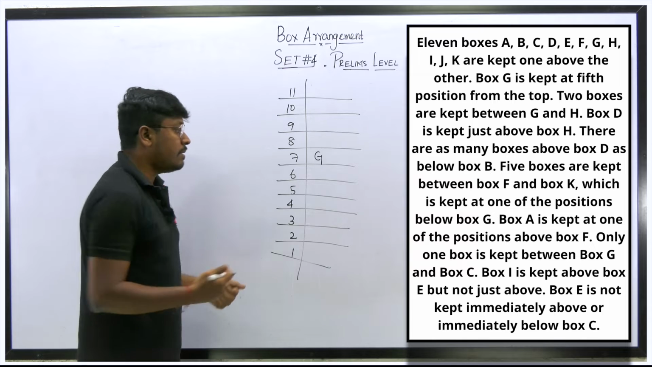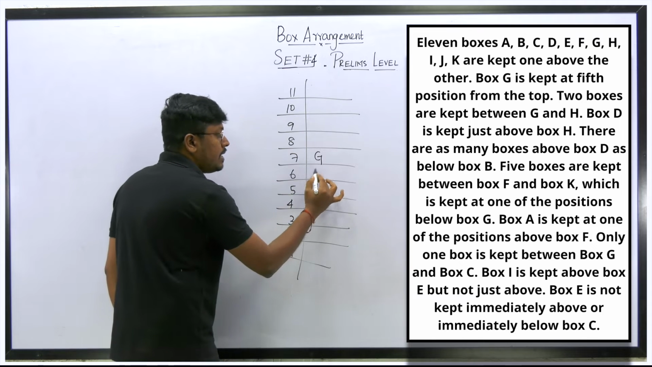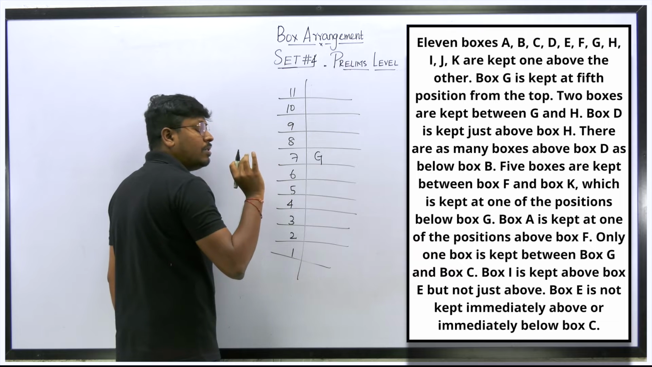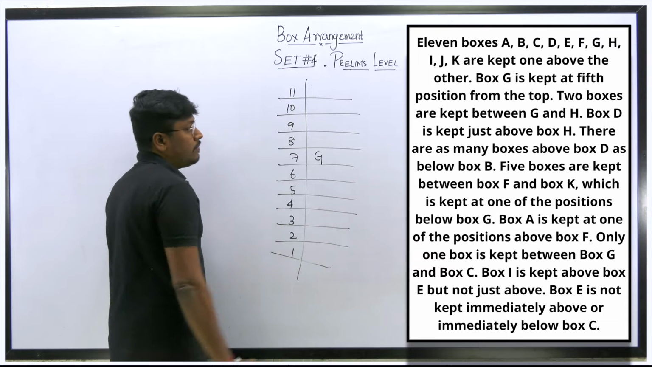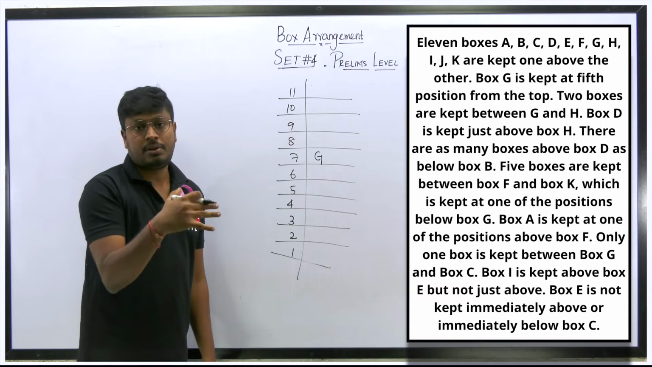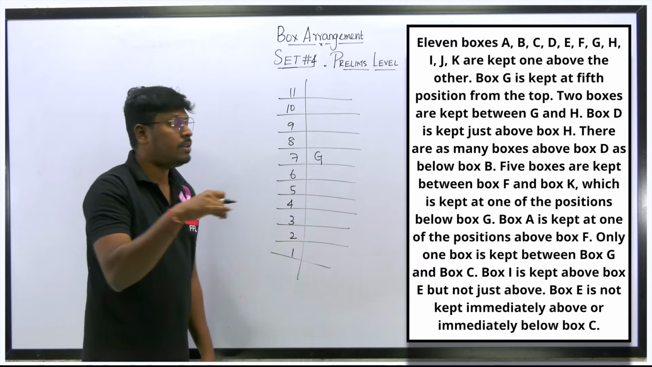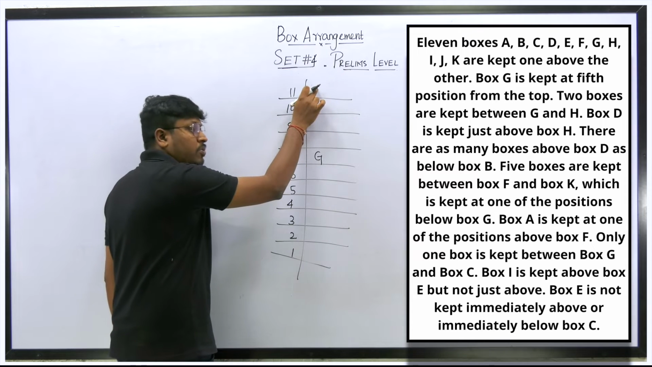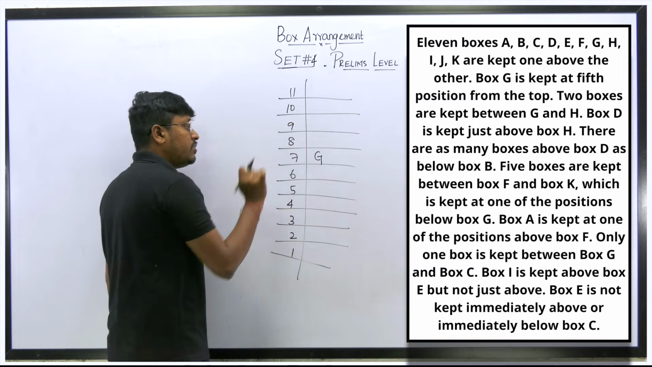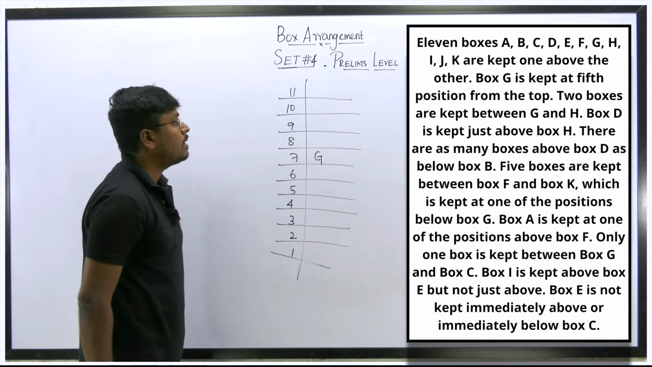Some students will make a mistake. They will write box G here, thinking that above box G there are 5 positions. No, not like that. Read the point carefully. What they have said is box G is kept at the fifth position from the top. So the first position will be the topmost position: first, second, third, fourth and fifth. The fifth position will be G. Do not make a mistake here.